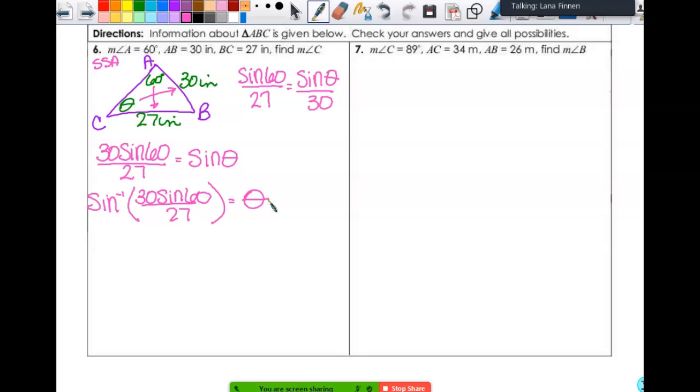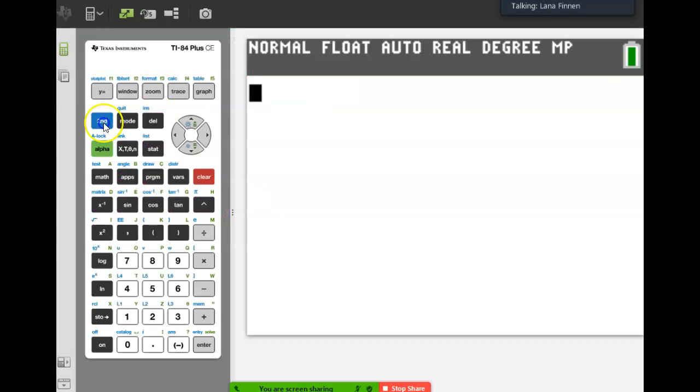Now is when you can move to the calculator. Make sure your calculator is in degrees. Again, I don't care which calculator you're using as long as you can find these buttons and make it work. So I'm using the 84. So I'm going to do sine inverse of 30 times the sine of 60 divided by 27.